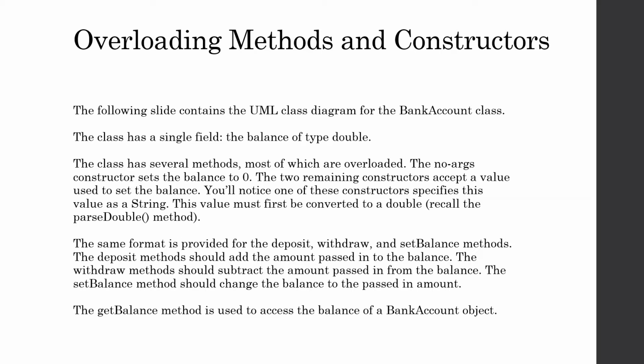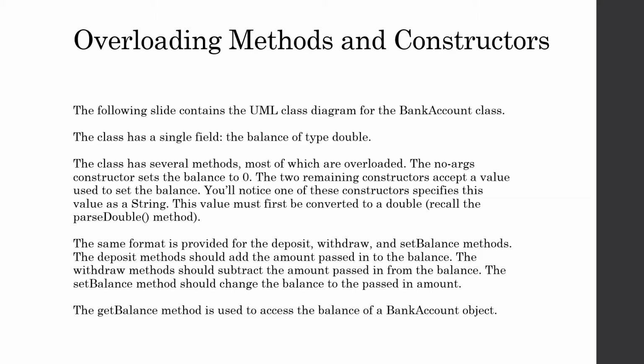We're going to have a no-args constructor that will set the balance to 0. We then have two additional constructors we're going to be including that will accept a value used to set the balance. You'll notice one of these constructors specifies this value as a string. So for that particular one, that value will first need to be converted to a double before we can assign it to balance. In order to do this conversion, you'll need to recall the parseDouble method that we can use on the Double class. So we'll see a little bit about the syntax for that when we get to it.